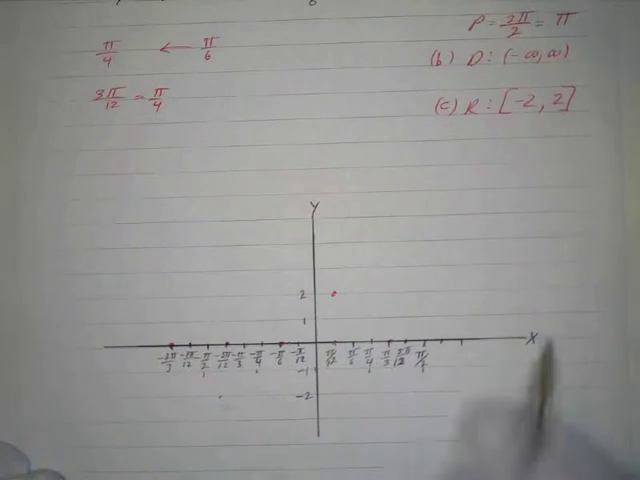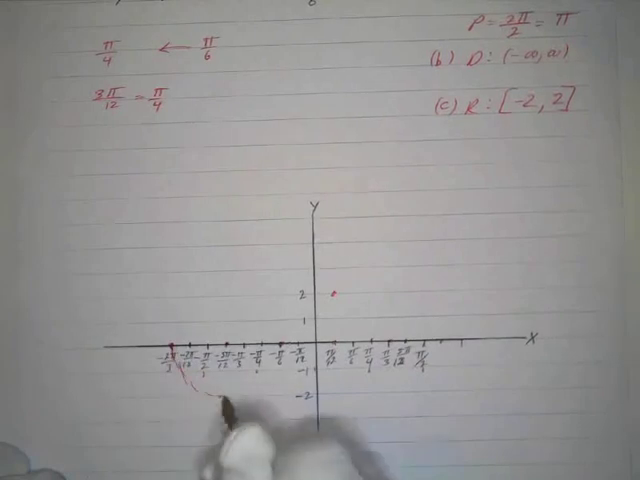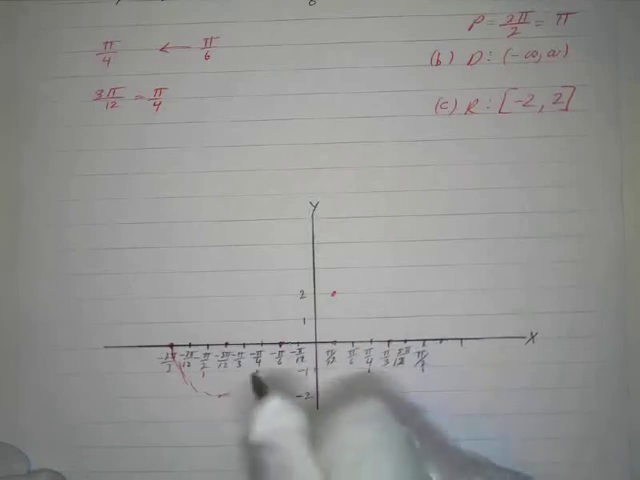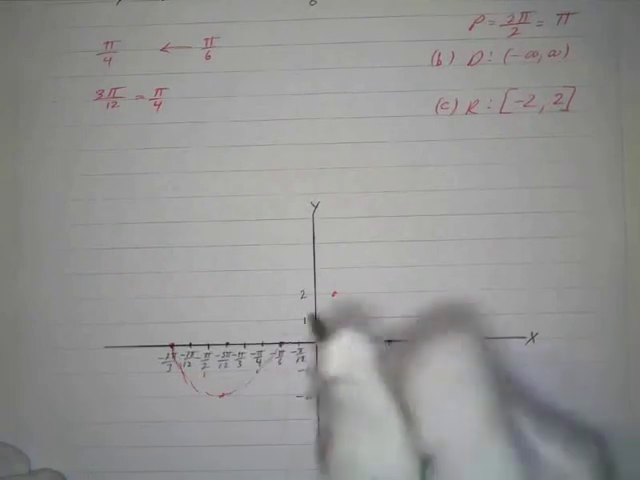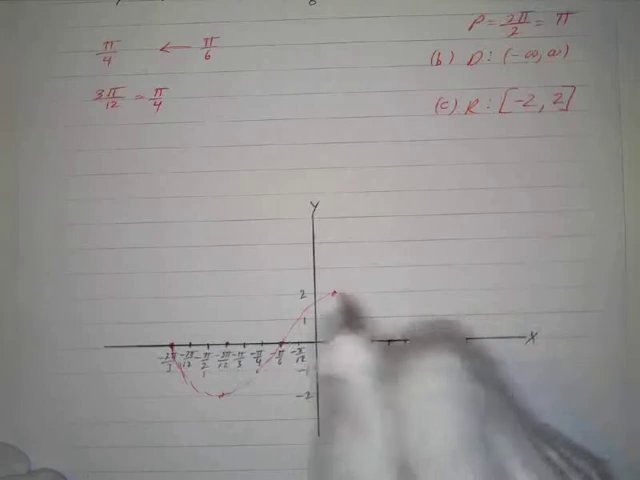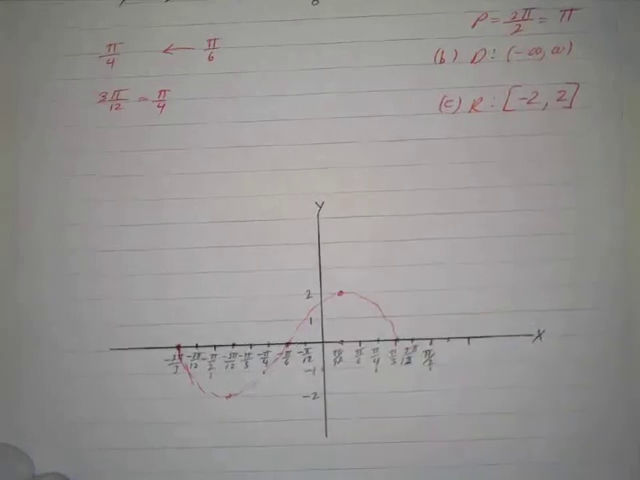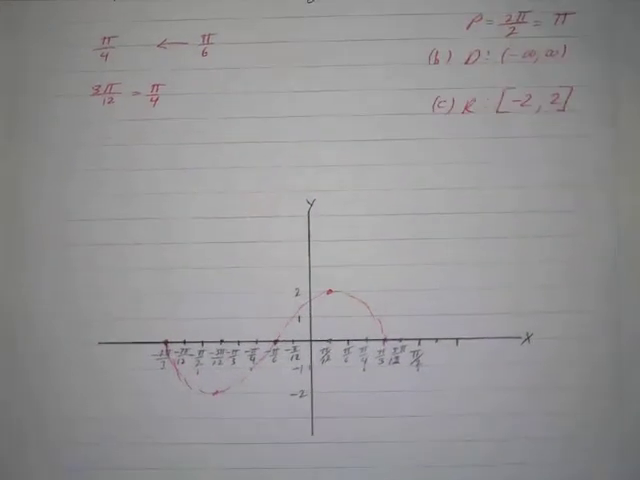Now I didn't measure these out with a ruler this time, so they should be a little more symmetrical. Right there, up there, and down there. So that's what we've got. Okay, so let's take a look at this on the calculator and see how this looks.